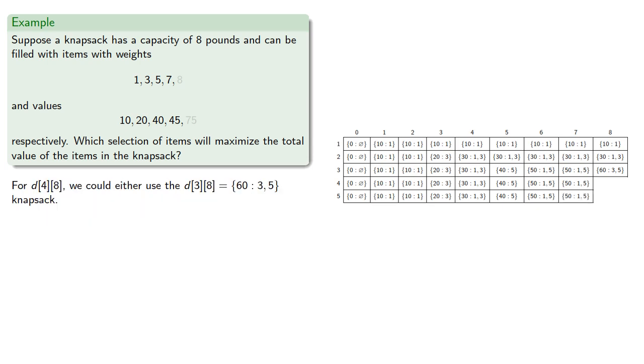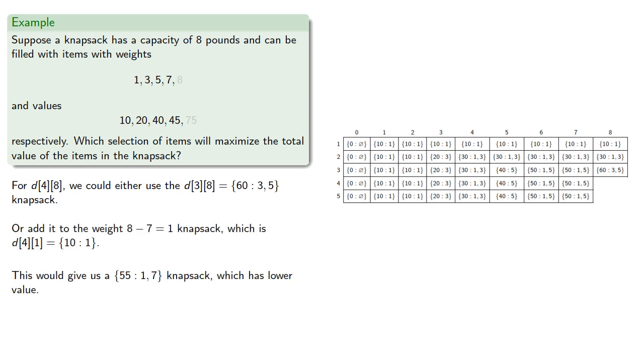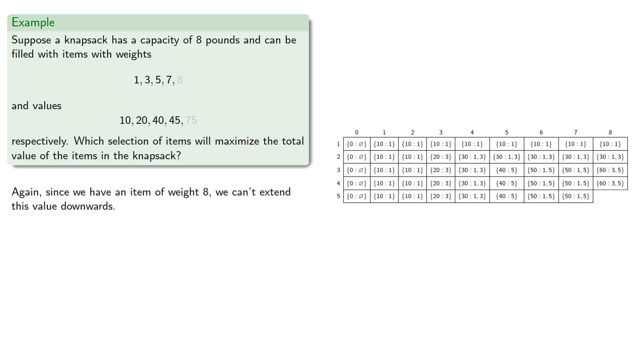And so for D of 4, 8, we can either use the D of 3, 8 knapsack or add it to the weight 1 knapsack. This would give us a 5-5-1-7 knapsack, which has a lower value, so we'll keep D 4, 8. Again, since we have an item of weight 8, we can't extend this value downward.